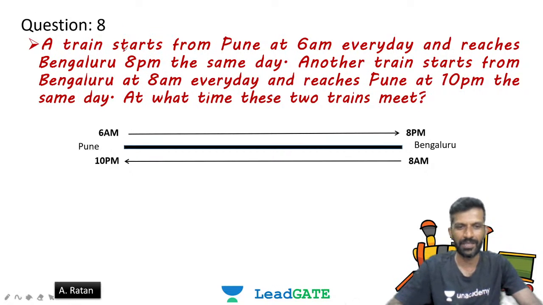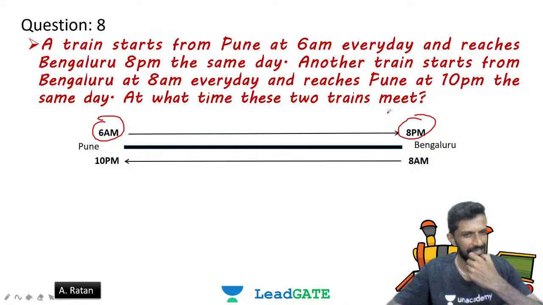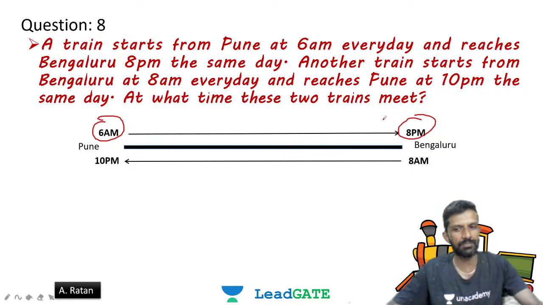Very good. So how do 6th standard or 4th standard students sort out this question? Those who don't know about time and distance, how do they sort it out? Let us understand. The train starts from Pune at 6 AM, reaching Bangalore at 8 PM. How many hours is it taking? Starting at 6 in the morning and reaching at 8 at night, how many hours is it taking?